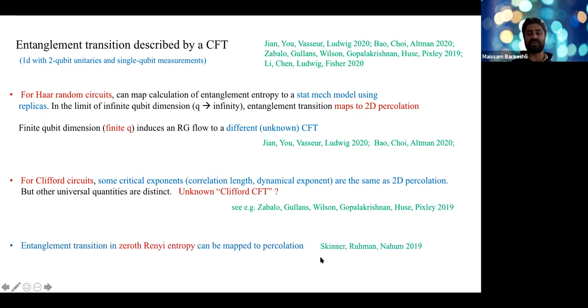And furthermore, one of the original papers in this subject looked at the zeroth Renyi entropy, which, by the way, is basically the number of non-zero eigenvalues in the reduced density matrix. So there's an entanglement transition that's also visible in the zeroth Renyi entropy, and that transition can be mapped to 2D percolation. However, the entanglement transition in the higher Renyi entropies, in particular the von Neumann entropy, has different properties, different exponents, and so on. So it cannot be mapped to percolation.